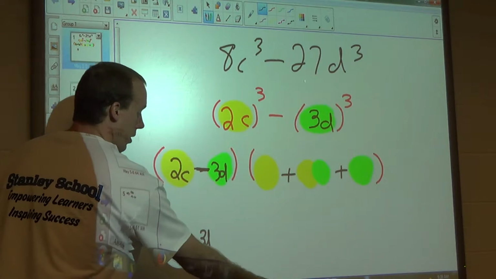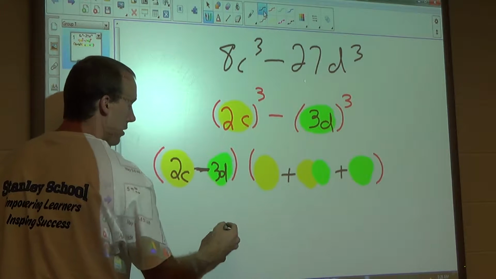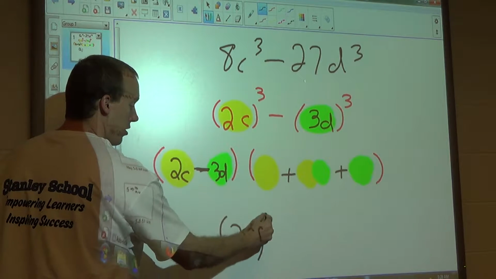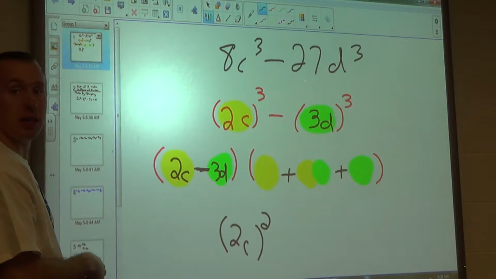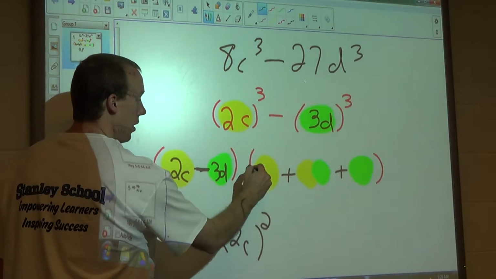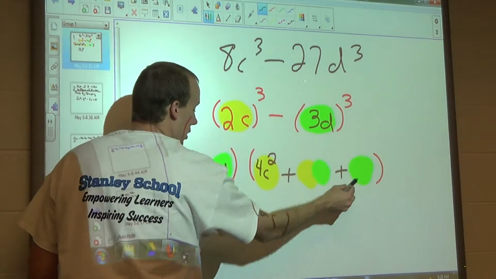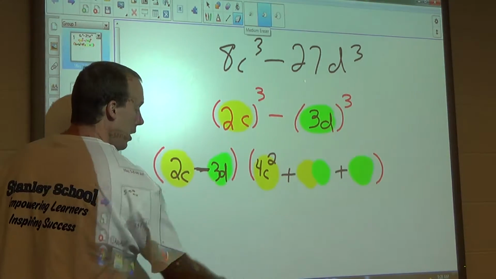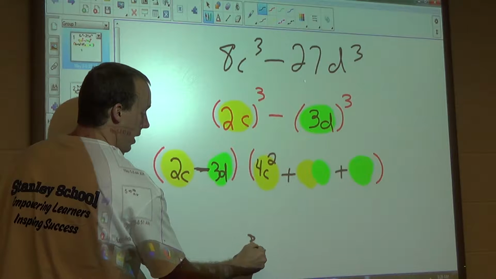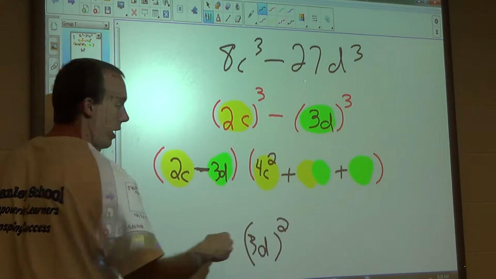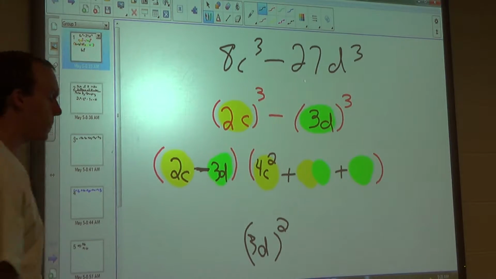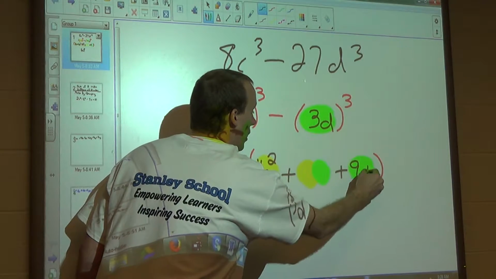How do I get this number in the front of the second part there? It's 2c squared. What does that actually mean? 2c times 2c, which is what? 4c squared. Okay, how do I get my last term over here? 3d squared. So 3d squared, and what does that give me? 9d squared. 9d squared, correct.